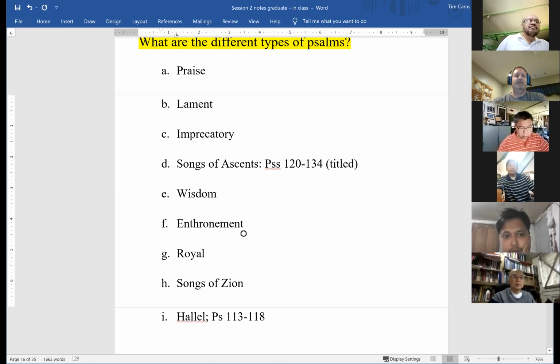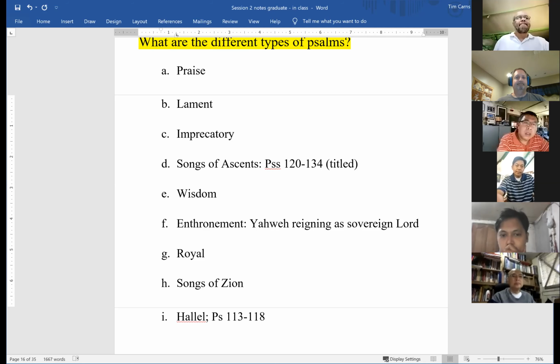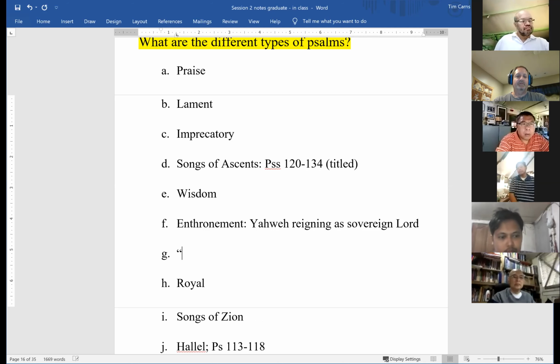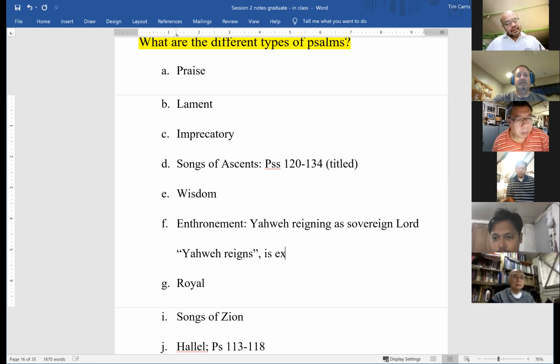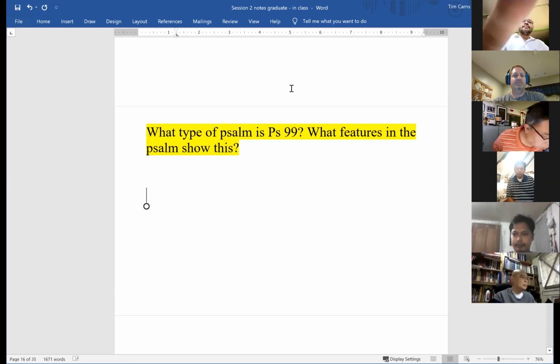Enthronement psalm, again, these psalms are focusing on Yahweh reigning as sovereign Lord. Would Psalm 99 fit that? Yes, I think so. In fact, the enthronement psalms often will have some sort of statement, Yahweh reigns, or Yahweh is exalted. And as we look at Psalm 99, that's definitely the focus there. And so I think we can see this psalm as an enthronement psalm.